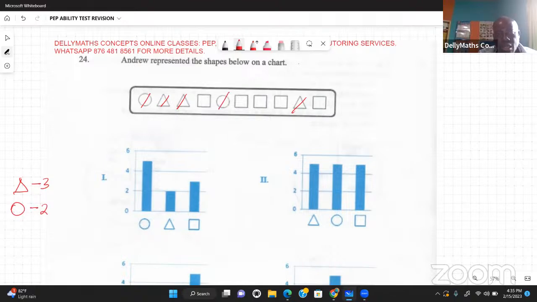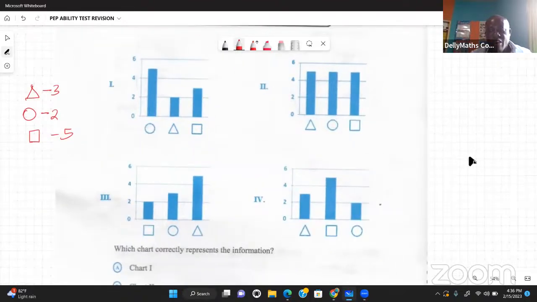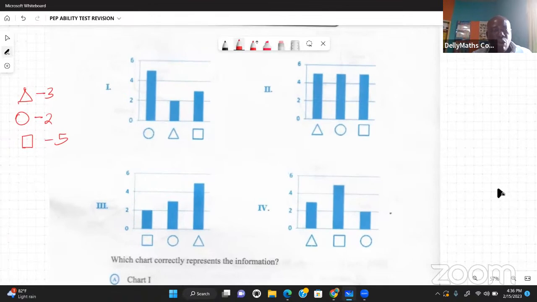2 circles. Talking about squares, I'm seeing how many squares? I'm seeing 1, 2, 3, 4, 5 squares, right? So there are 5 squares there. So what we're going to do now is to look for these representations here on our graph, all right? So look at the numbers that they have and how they represent them as well, right?